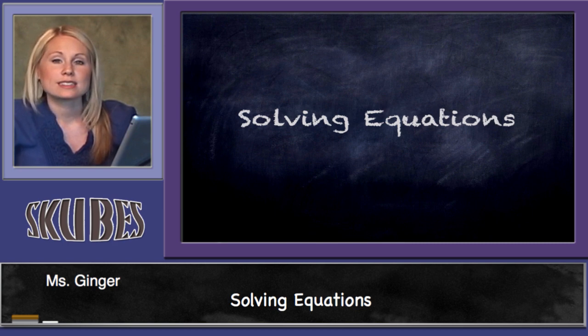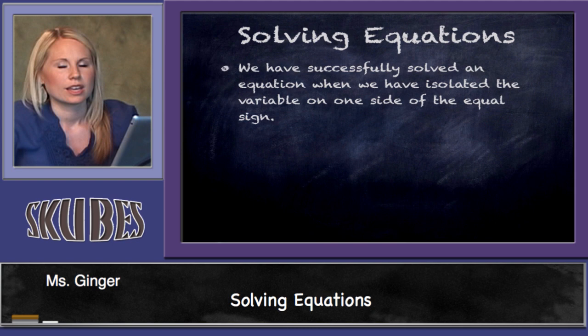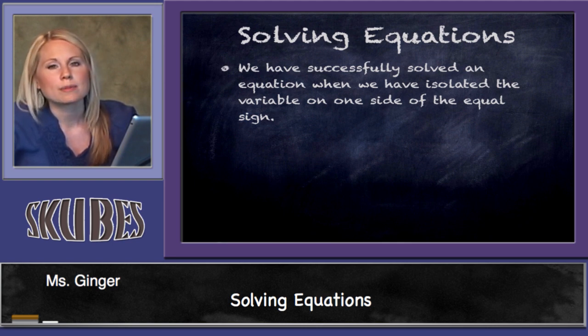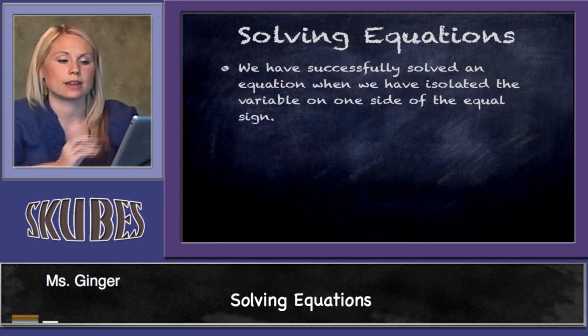Hey everyone, this is a lesson on solving equations. Solving an equation means that we need to get our variable by itself. Whatever variable you see in that equation needs to be isolated, all alone on one side of the equal sign. So we're going to talk about the steps that are necessary to do that. And like I said, you know you're finished solving when you have that variable by itself, nothing else attached, on one side of the equal sign.